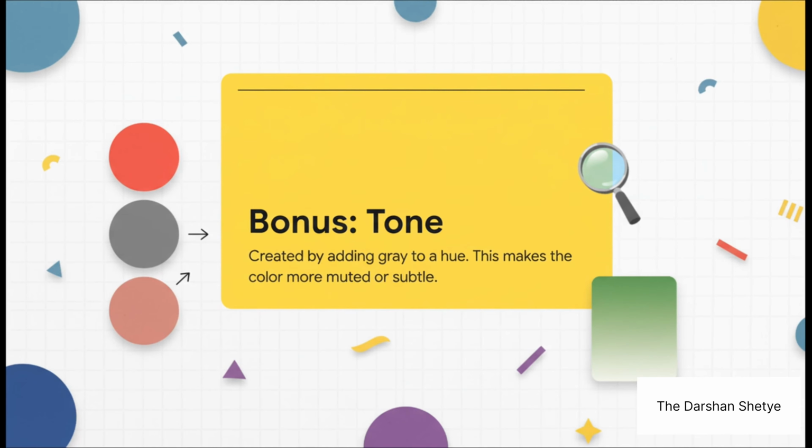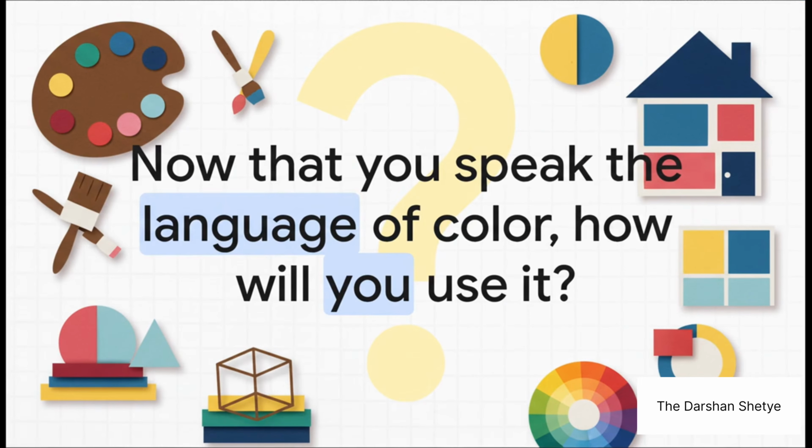And hey, here's a little bonus for you. What about tone? Well, if a tint is adding white and a shade is adding black, a tone is what you get when you add gray. Adding gray doesn't just make a color lighter or darker, it makes it more muted and subtle. Think of colors like sage green or dusty rose. Those are tones.